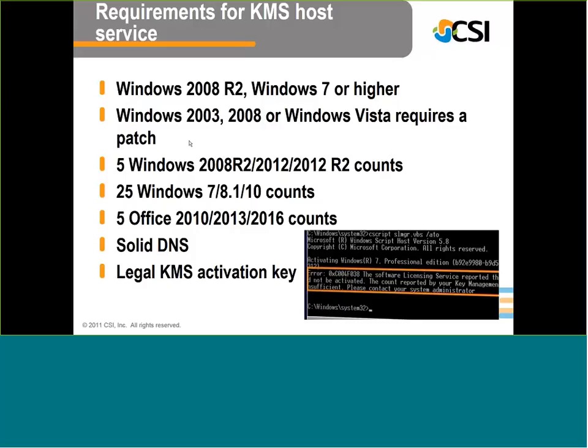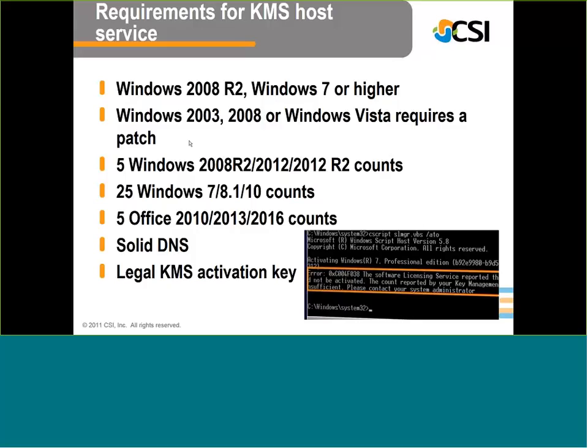So if I have, say, 8 servers, I need 25 minus 8, so I need 17 workstations to get KMS to turn on for workstations. For Office, I need 5. It has to be solid DNS. It really needs to be Microsoft DNS to make those entries we saw. And I need a legit KMS activation key off your Microsoft licensing documentation.